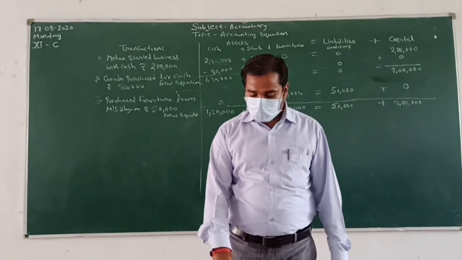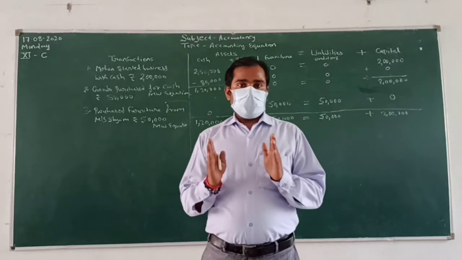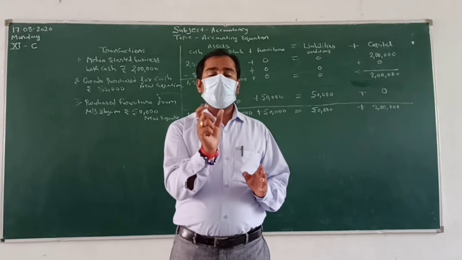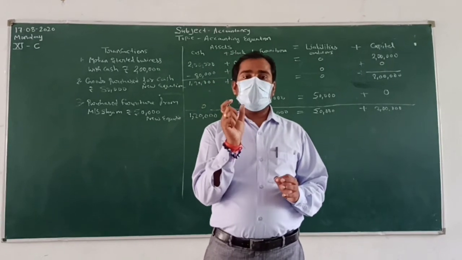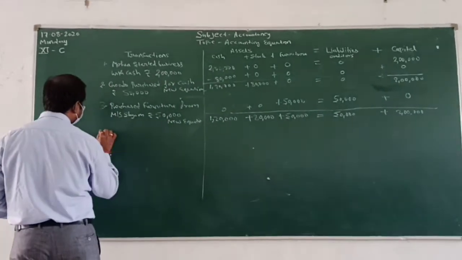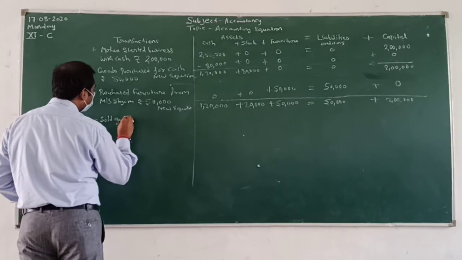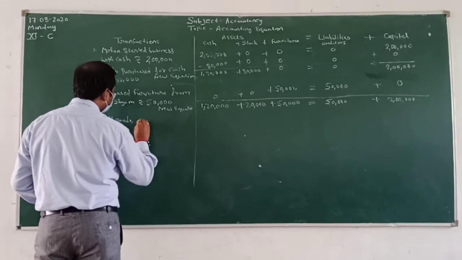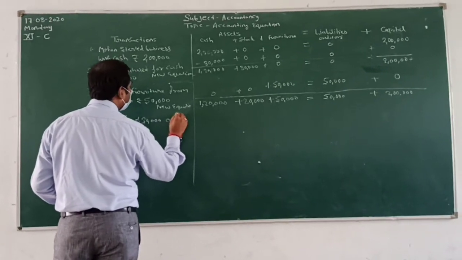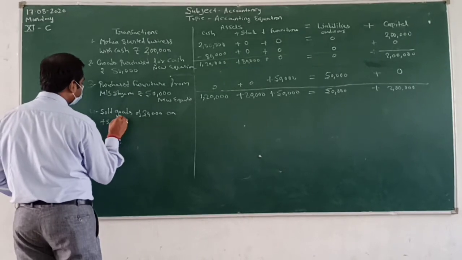Sold goods costing rupees 30,000 for 45,000. It means that the goods costing 30,000 are sold for 45,000, in which 15,000 is the profit and the cost of goods is 30,000. So we write here the transaction number 4. Sold goods of 30,000 on 45,000.